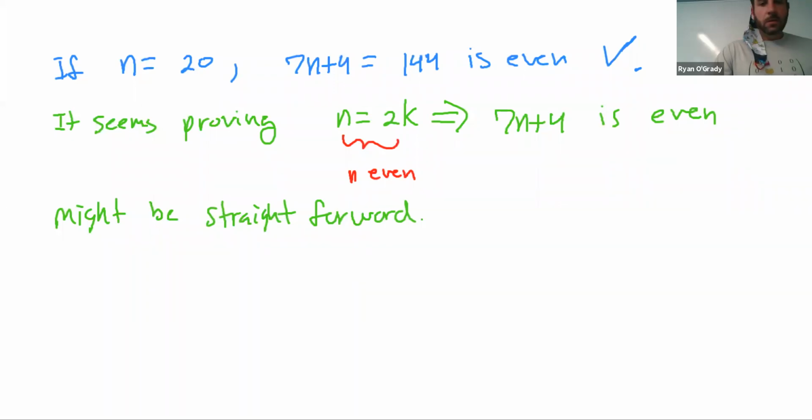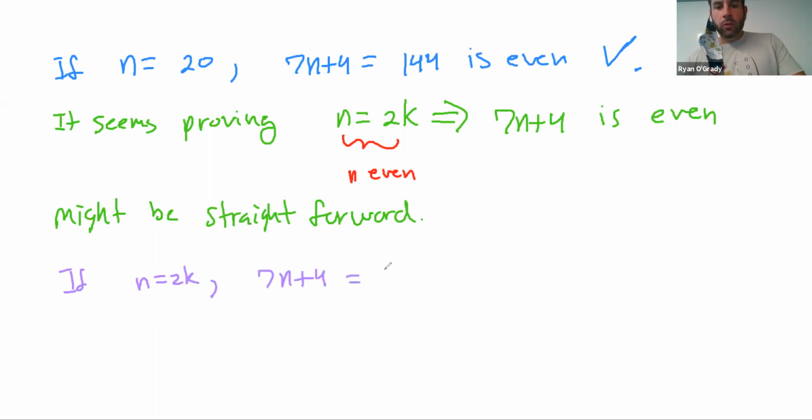So let's just see if we can do that. Let's just see if it works. Can we sketch it out? So if n equals 2k, 7n plus 4 will equal 7 times 2k plus 4, which will equal, if I rewrite this, 2 times 7k plus 2.